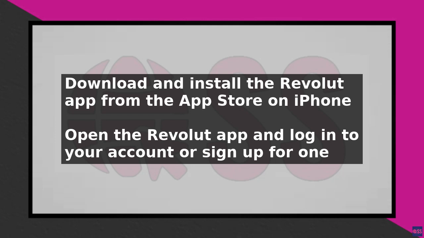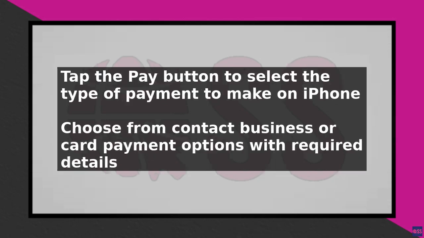First, open the Revolut app on your iPhone and log into your account. If you don't have an account, you can sign up for one by following the in-app instructions. Once you're logged in, you'll see your account dashboard, which displays your account balance and recent transactions. To make a payment, tap the Pay button at the bottom of the screen.